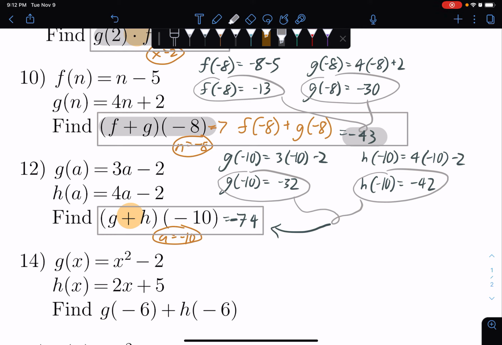Okay, g of negative 10. We acknowledge that a is equal to negative 10. It's equivalent to 3 times negative 10 minus 2, negative 30, negative 2, negative 32. For h of negative 10, 4 times negative 10 minus 2, we have negative 42. Yeah, I suppose the answer is negative 74. Yes, I can assure that the answer is negative 74. According to the answer key, it is correct and without error.